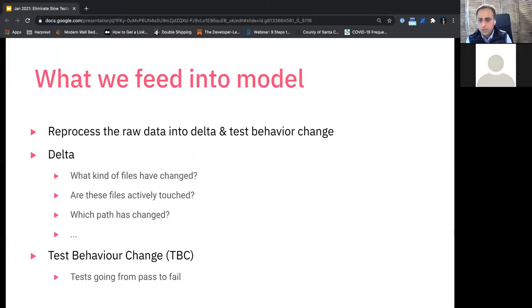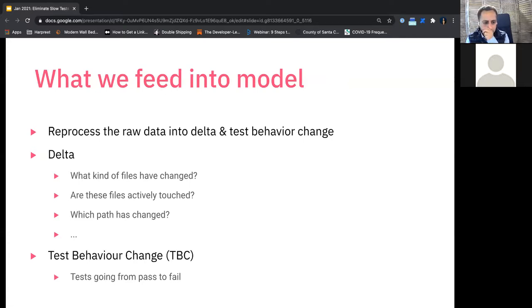The delta was something that I alluded to in the previous slide: what files have changed, how actively are these being touched, who's making these commit changes, how actively are those being made, is this file often touched? These are the kinds of things you would intuitively think matter when you push changes in to figure out what parts of your subsystem you should be testing.